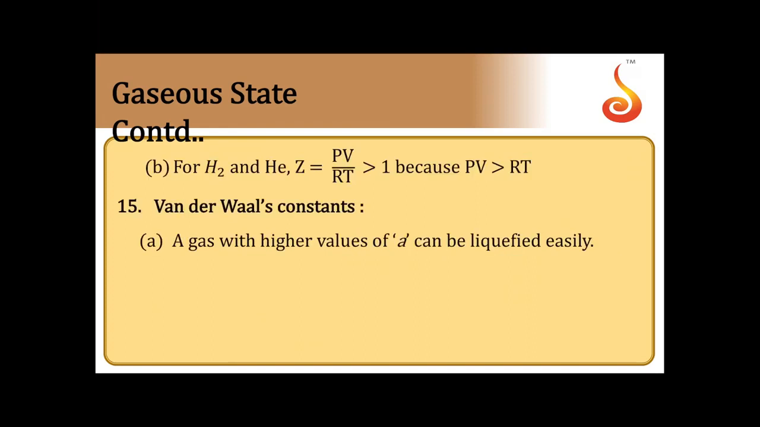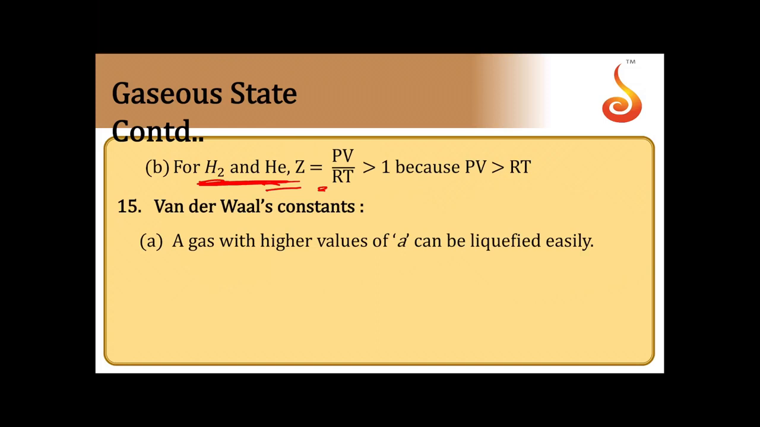Now, when it comes to hydrogen and helium, the Z value is always found to be more than 1. Because for these two molecules, attractive forces are always negligible. When they have negligible attractive forces, PV will always be greater than RT. Only if they have strong force of attractions can PV be less than RT. So PV is more than RT in this case, so the Z value will be more than 1 in the case of hydrogen and helium.